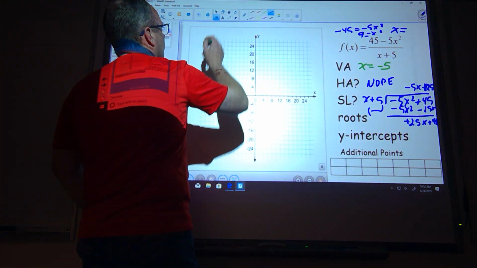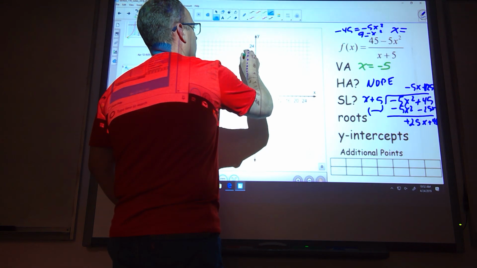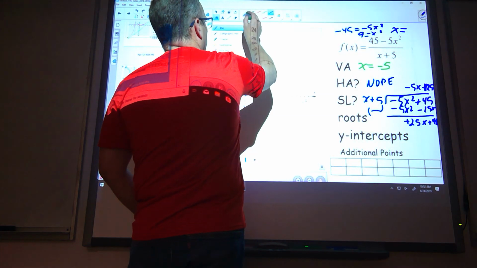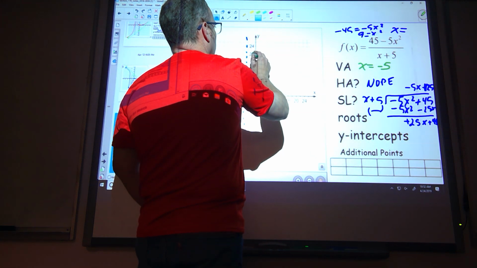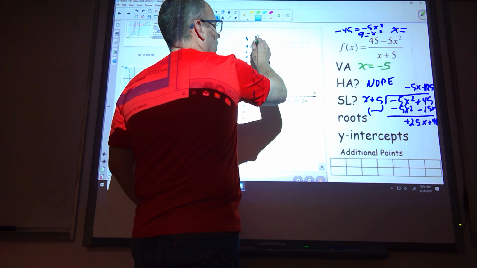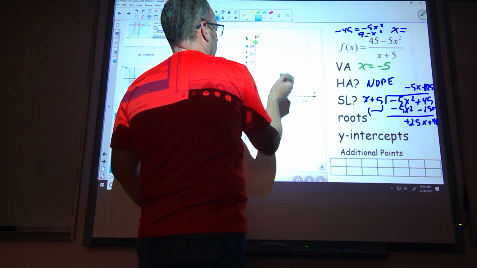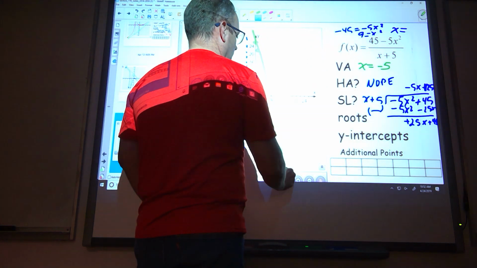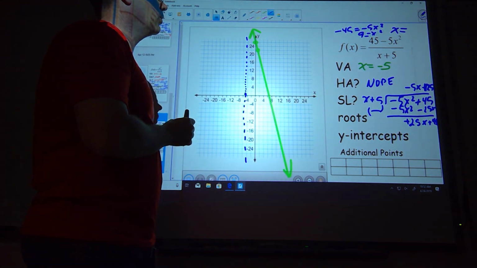That'll work. All right. So vertical asymptote -5, so it's here. Slant asymptote is at positive 25. So 5 right there, and down 5. So 1, so down 5. So down here, right 1. There it is. Okay. Roots.